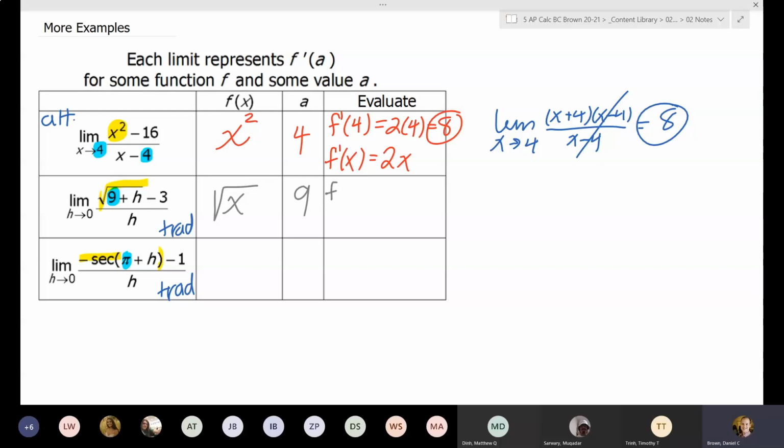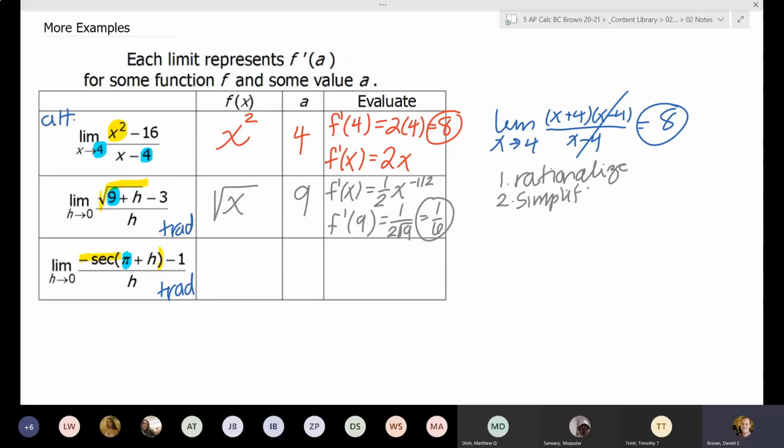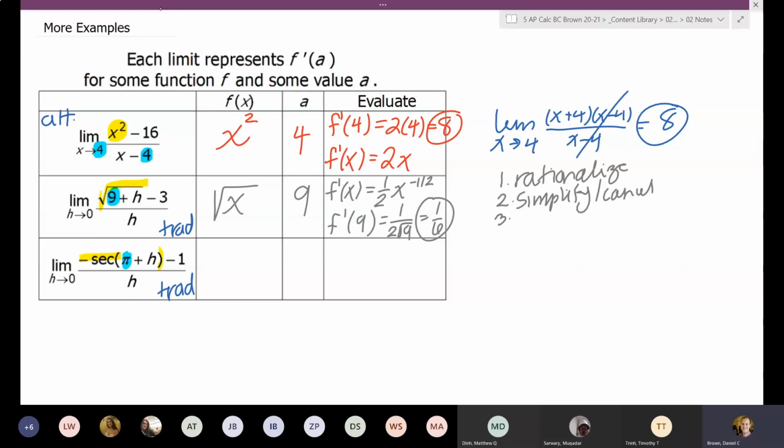So if that is my function, we can find its derivative. The derivative would be 1/2 x to the negative 1/2. And I can go ahead and plug in my a value, 1/2 on the square root of 9, which is going to give me 1/6. The longer way to do that problem, you could rationalize. And then you're going to have to simplify, and then hopefully something would cancel out. And then you can do your direct substitution. So again, that is how I did some of the problems quicker in my head.